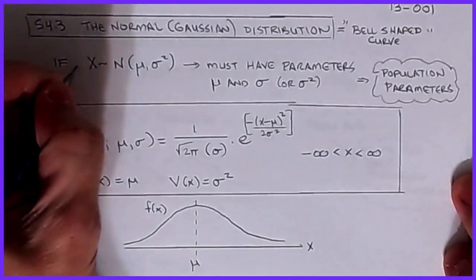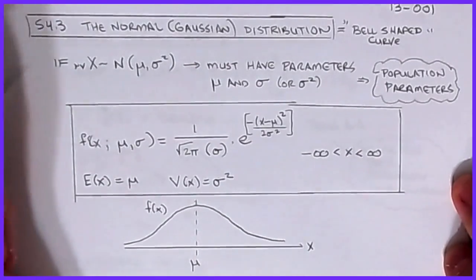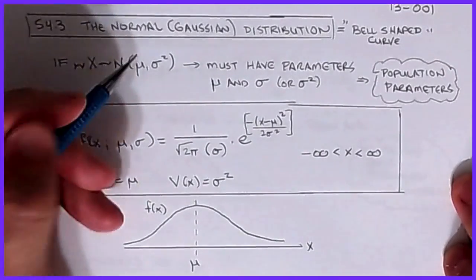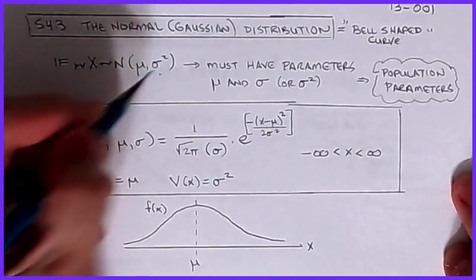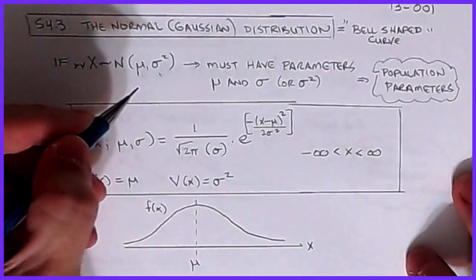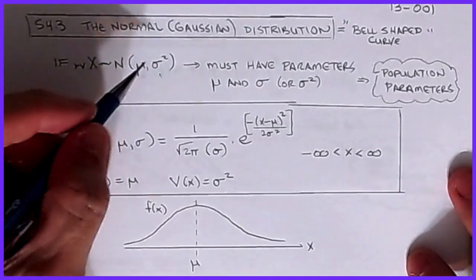All right, so we're going to set up our random variable x. Okay, we're going to say that it is normally distributed and it requires two parameters. It requires mu and it requires sigma squared. So you notice it needs the population mean and it needs the population variance. Okay, so we must have the parameters for those.